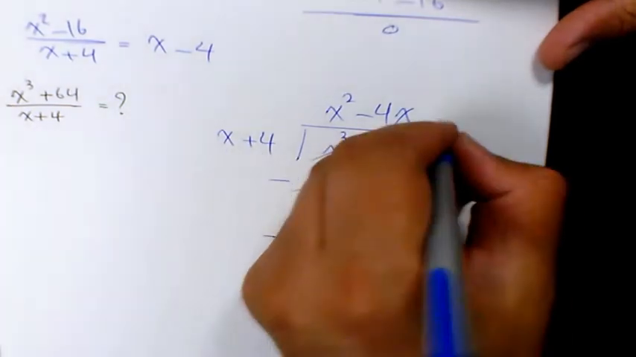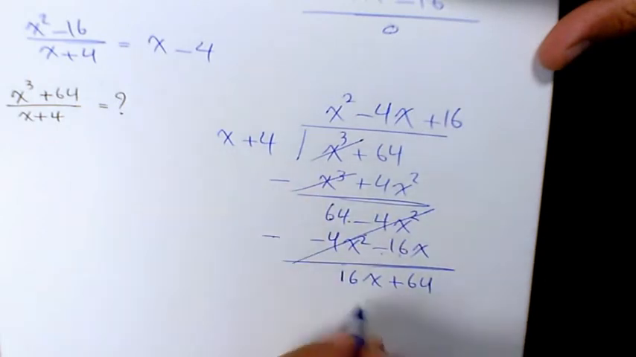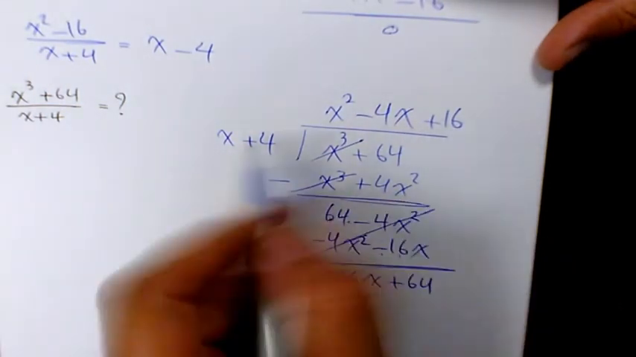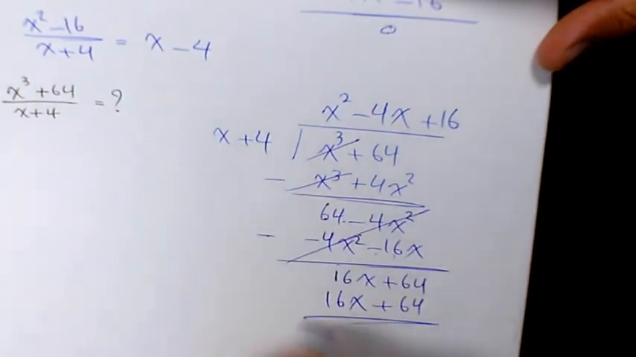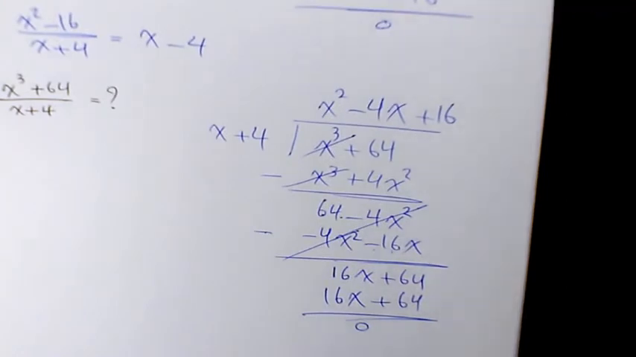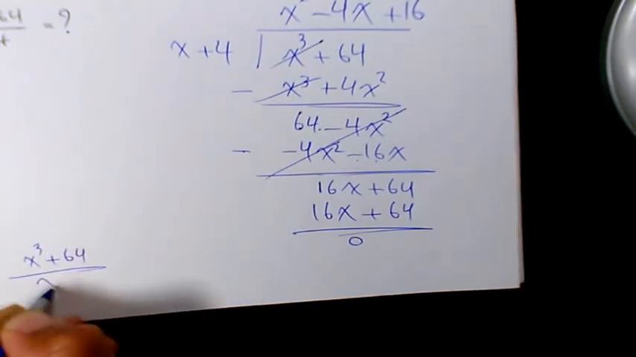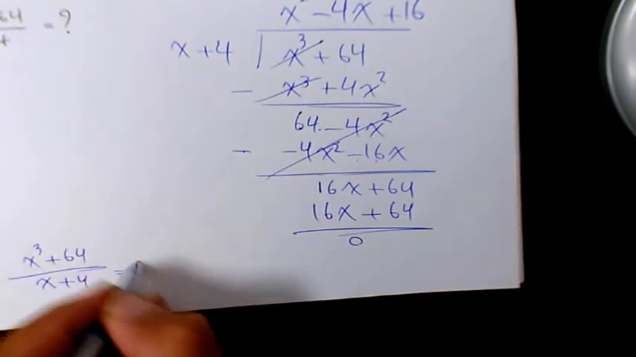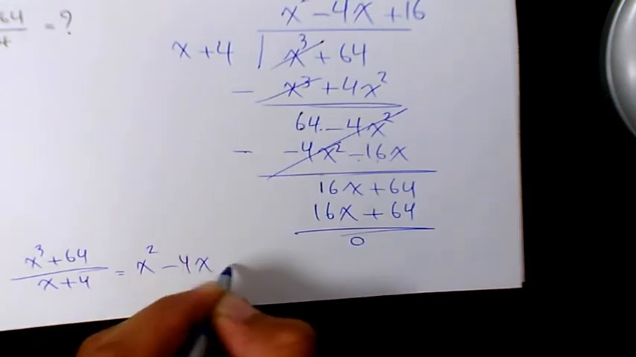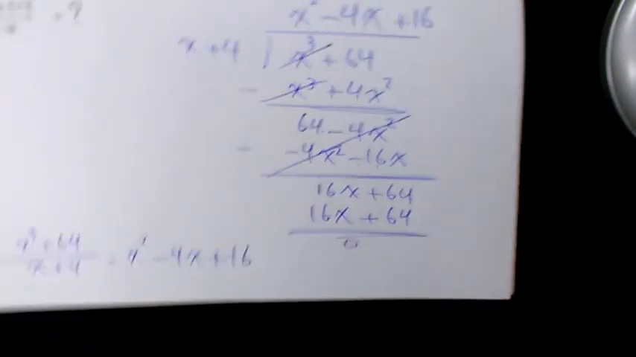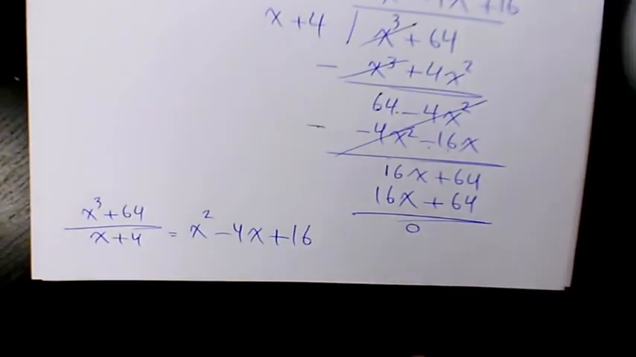16x divided by x is going to be 16. 16 times x is going to be 16x. 16 times 4 is going to be 64. When you subtract it, it's going to be 0. So the remainder is 0. So we can say x cubed plus 64 divided by x plus 4 is going to be x squared minus 4x plus 16. That's the answer.